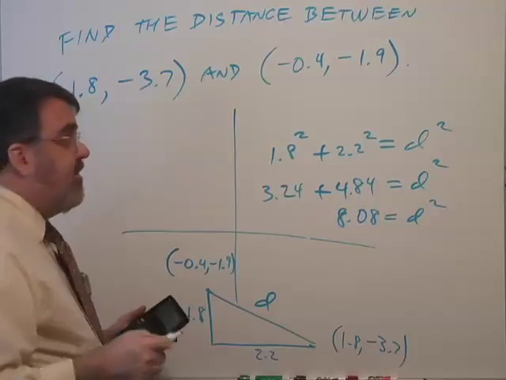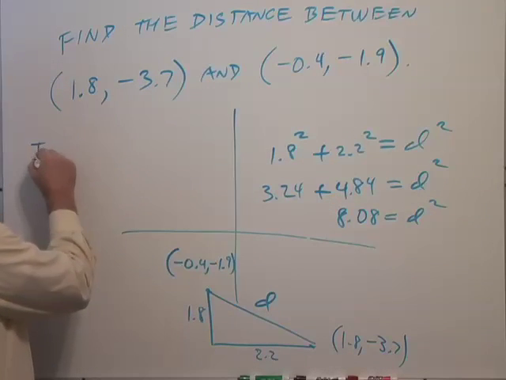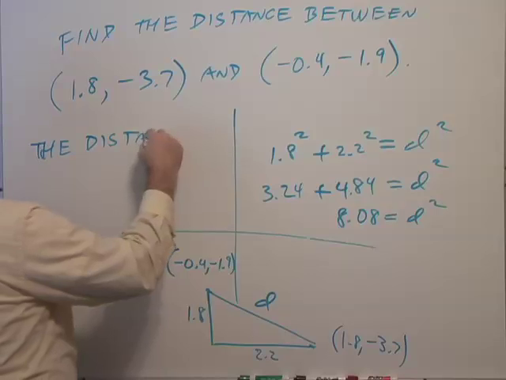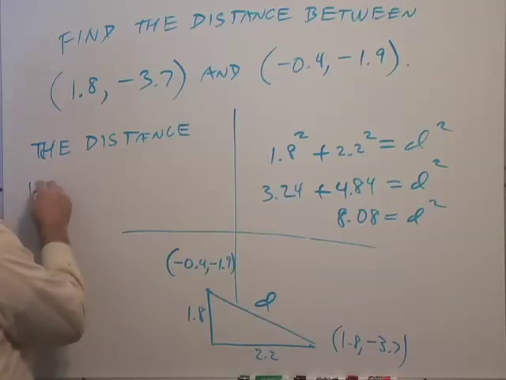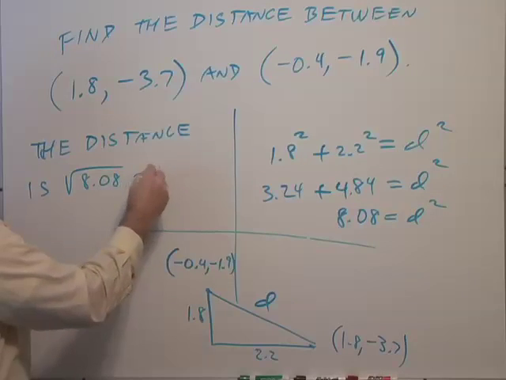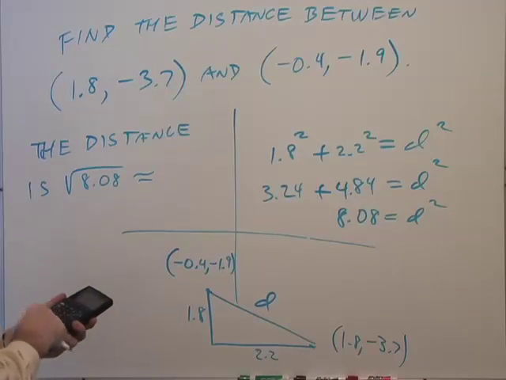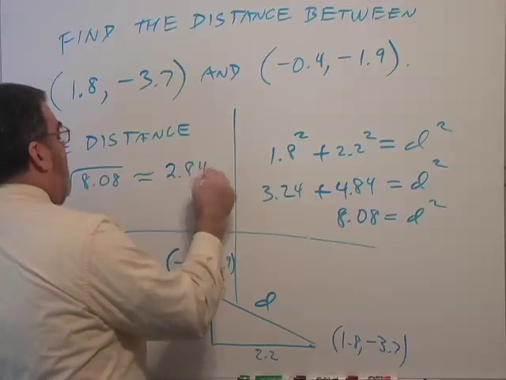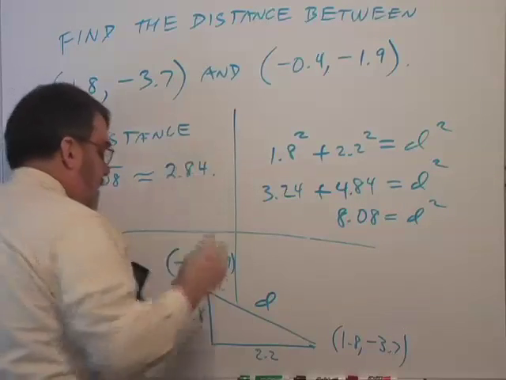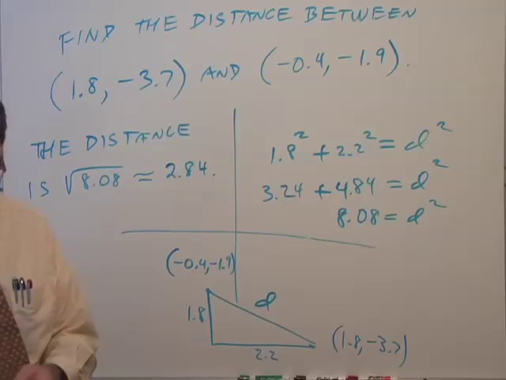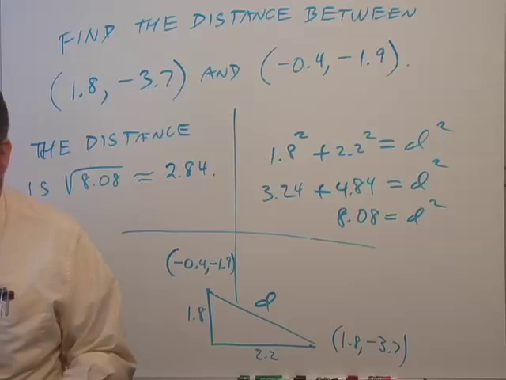So the distance is going to be the square root of that. The distance is the square root of 8.08, which is approximately, I'll just go ahead and calculate it, 2.84. All right. Does that seem reasonable? It does to me. So that looks like a reasonable answer.